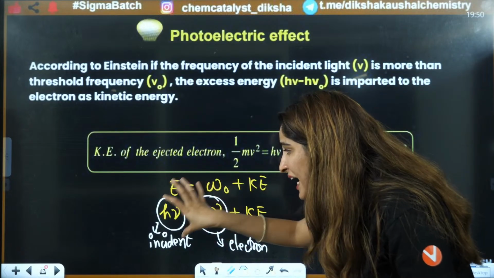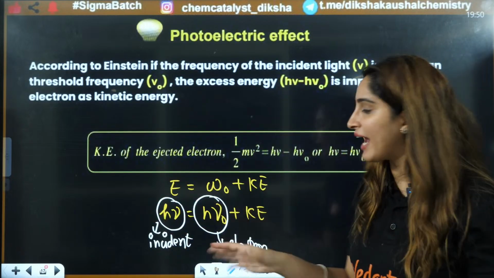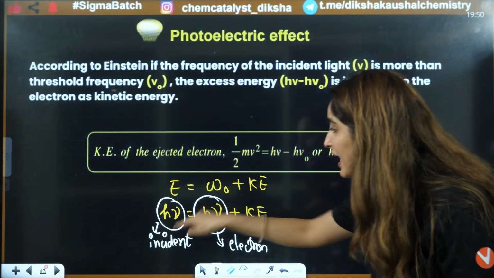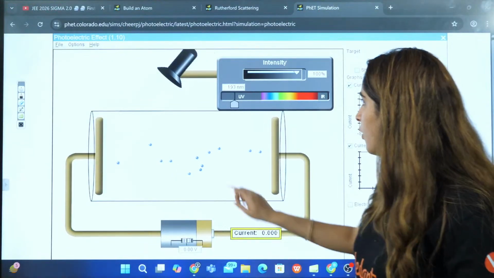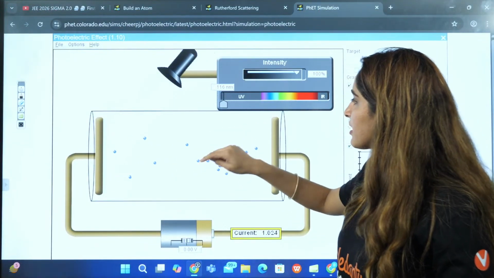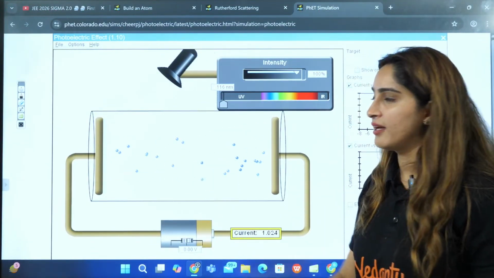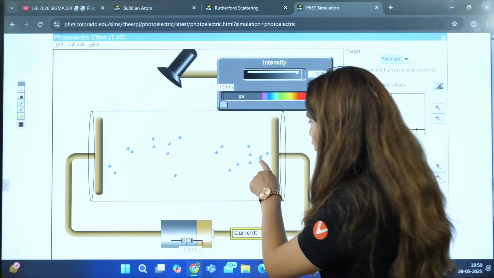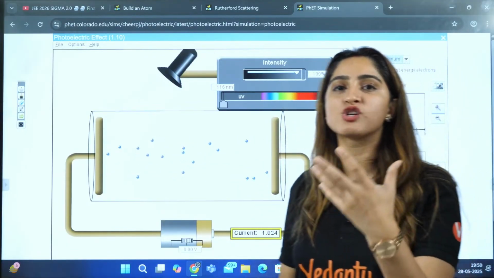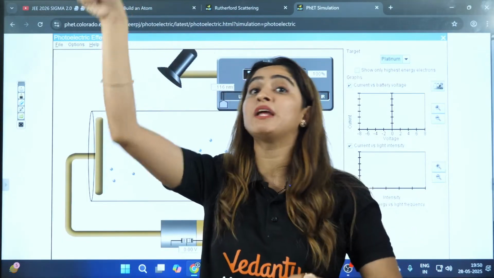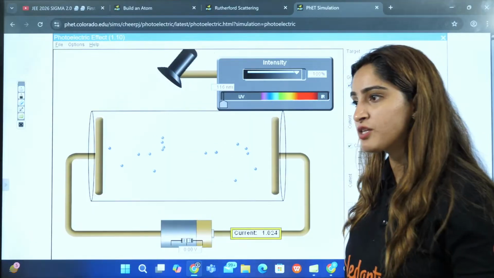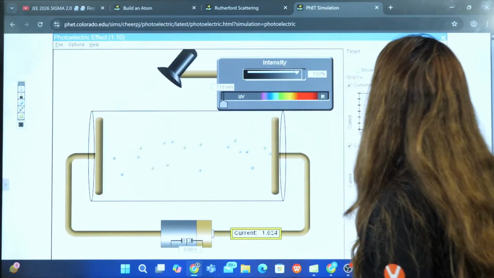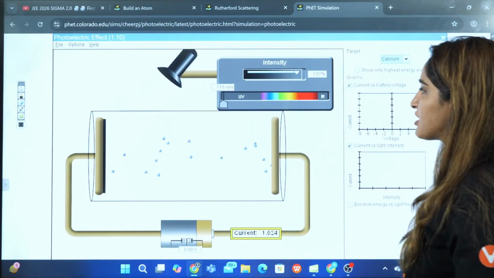If your incident light energy is not very high, kinetic energy will be less. If I increase the energy of this incident light, kinetic energy will increase. Let's see how. I increase the energy, right? You will see it has increased. Still, those few left were going very slow because they have the energy of the previous incident light, right? Got it, students? Now, you can also change this to calcium.